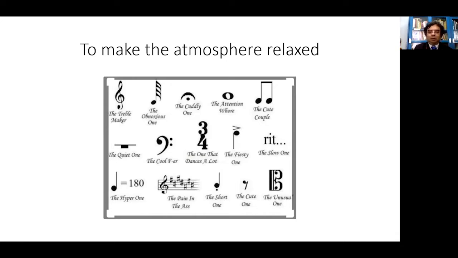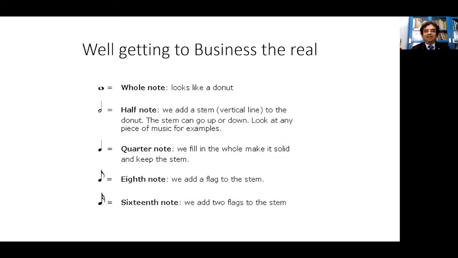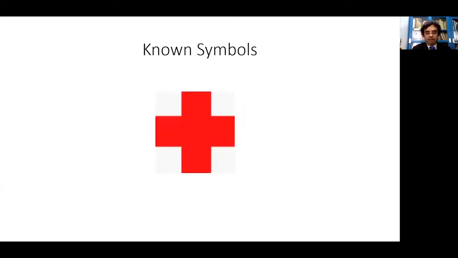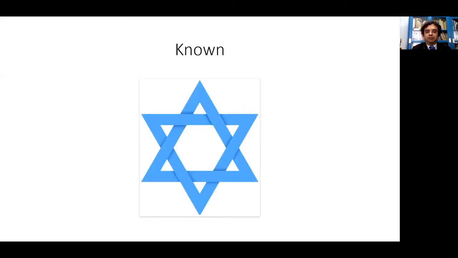Okay, kindly go through those symbols which I have put up on the screen for you. But this is all wrong. Let me go to the real symbols. The next slide, Rinesh. Yes, we are getting to the business part of it. These are your musical symbols, which I basically talked about. Can we go to the other one, please? Yes, these are known symbols. We are talking of the Red Cross here. And then we are talking of the Star of David.